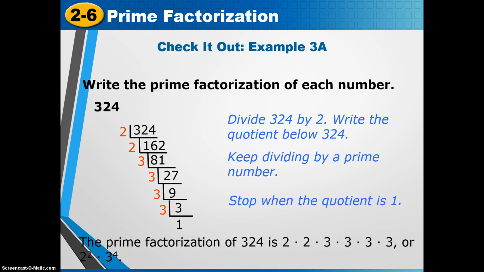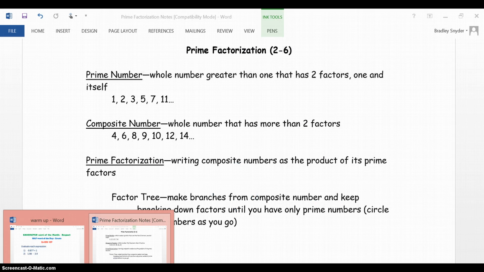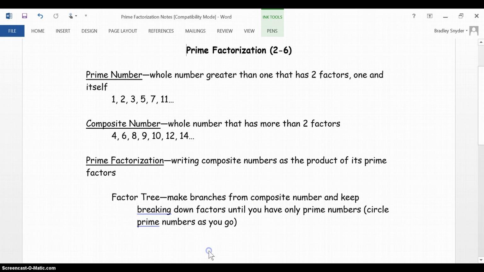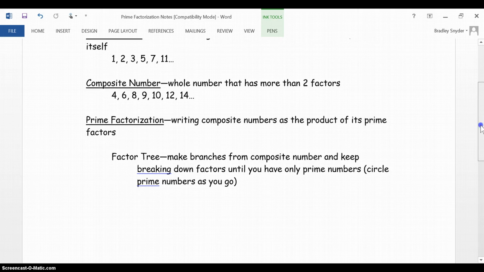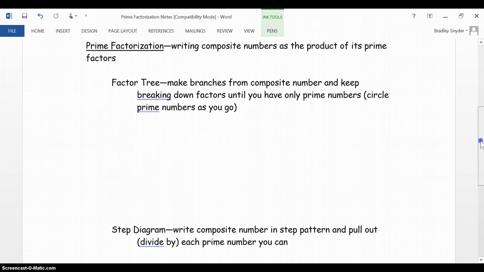So let's do a couple on your notes. So on your notes, you do have your definitions of prime, composite, and prime factorization. So let's try each method. You'll remember the first method is the factor tree. So let's choose a number, let's say 48, and we'll work it out each way.